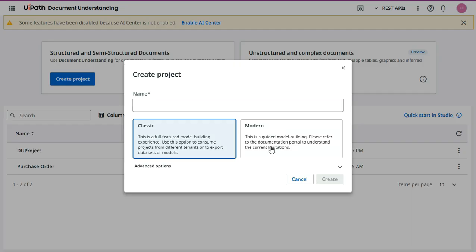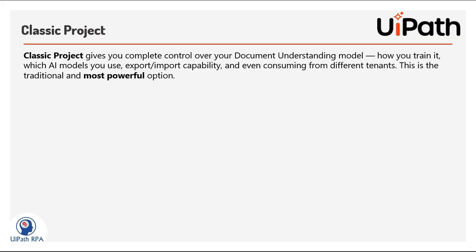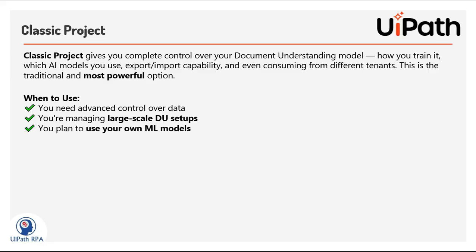First classic, second modern. What is the difference between classic and modern project? When should I use the classic project and when should I use modern project? Classic project gives you complete control over your document understanding model, how you train it, which AI model you use, export and import capabilities, and even consuming from different tenants. And this is the traditional and most powerful option.